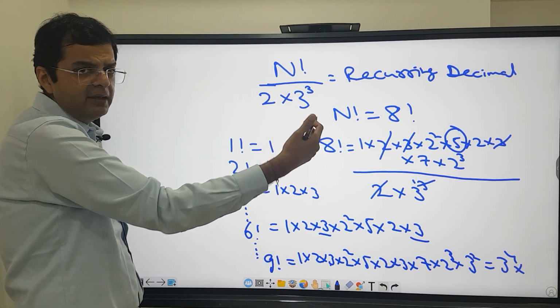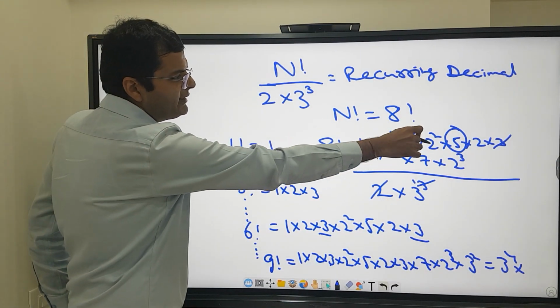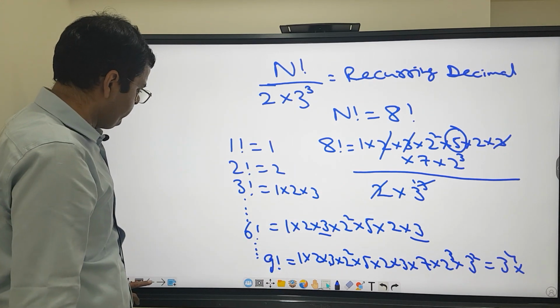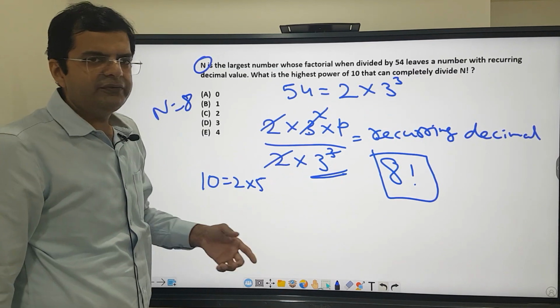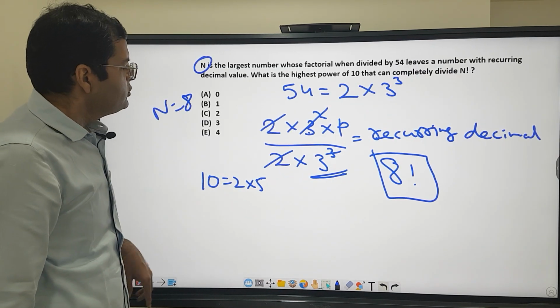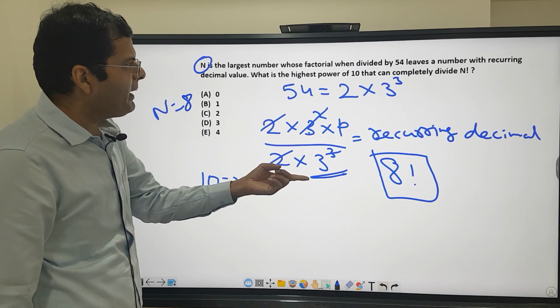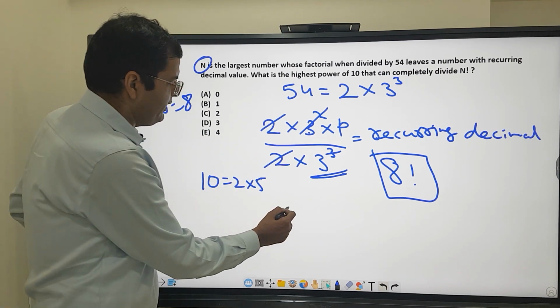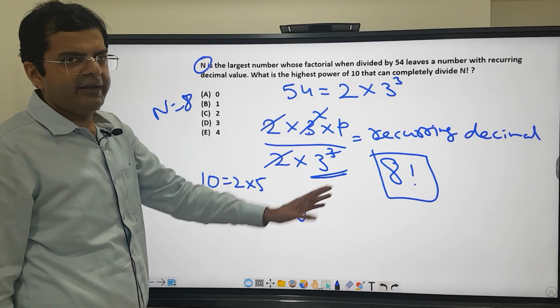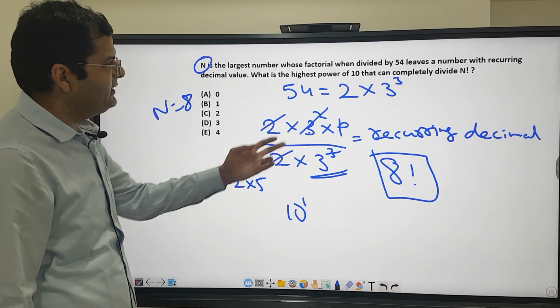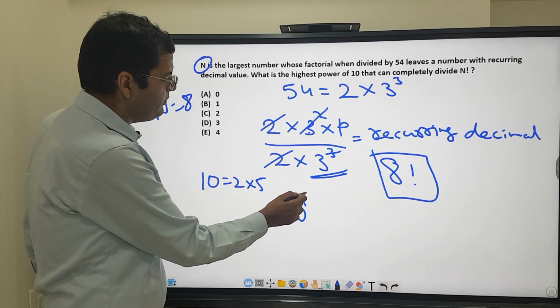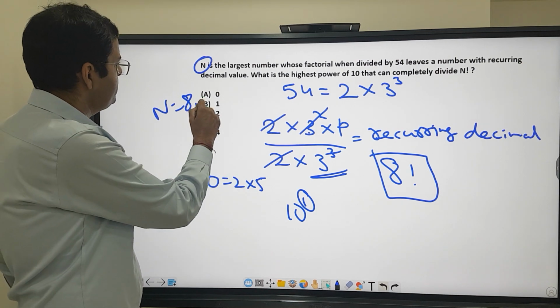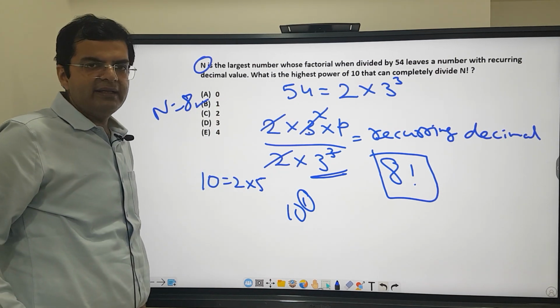The next 5 will come at 10 factorial, which is 2 into 5 then. So only one 5 comes at 8 factorial. That means only 10 raised to 1 can completely divide it. The highest power of 10 that can completely divide it will be 1. So answer option B, 1, is the correct answer here.